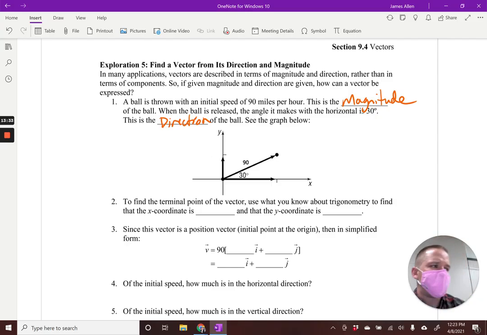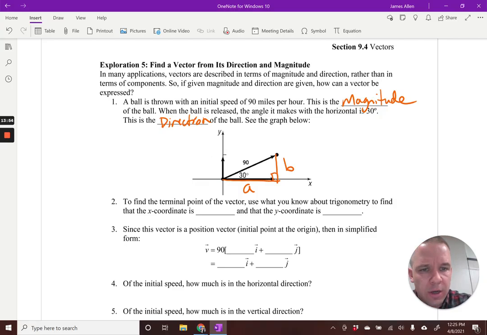So there we go. We got our nice graph below there, right? Now, to find the terminal point of the vector, we can use what we know about trig to find our x-coordinate and our y-coordinate, right? So if we were to draw this bad boy in here, I got my A, got my B.